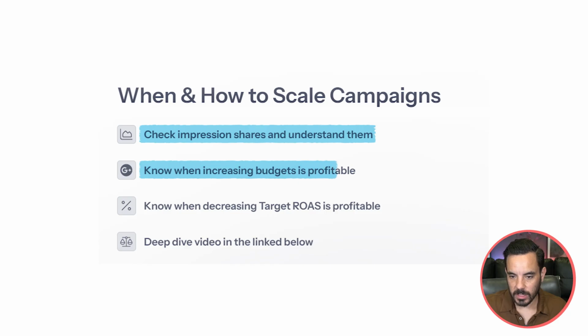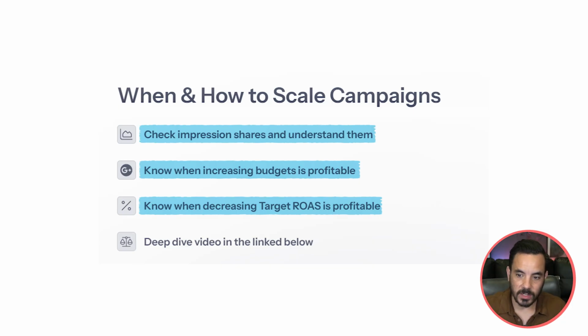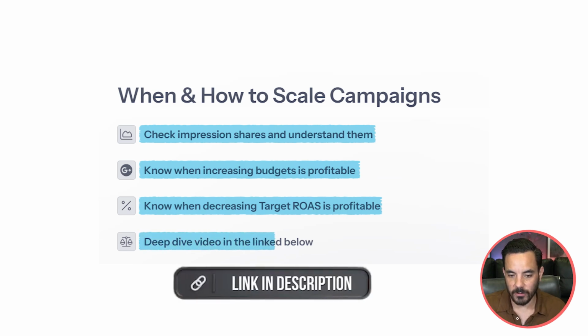Sometimes increasing your daily budget is very profitable. All you need to do is whack on more budget and the campaign is going to generate more profit for you. And sometimes decreasing your target ROAS is very profitable. Just dropping the target ROAS by 50% is going to net you a lot of extra profit. At the same time, sometimes both of those moves are wrong and will take away profit from you. The way to know the difference is to know how impression shares work. And as I say, deep dive video linked below this video.